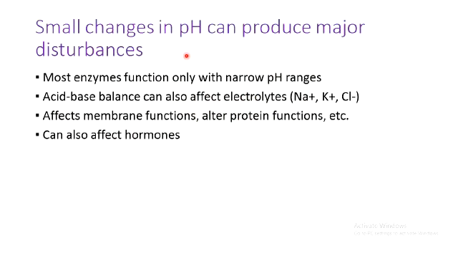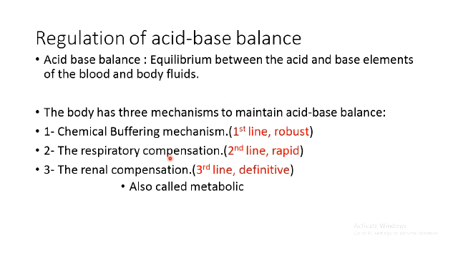Any small changes in the pH can produce major disturbances in the enzymatic functions because they work only within a narrow pH range. Acid-base balance can also interfere with electrolyte functions like sodium, potassium and chloride, and also affect membrane functions and protein functions, and they can also affect hormonal actions.